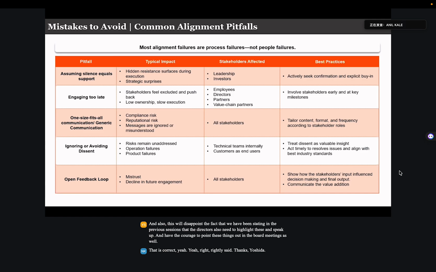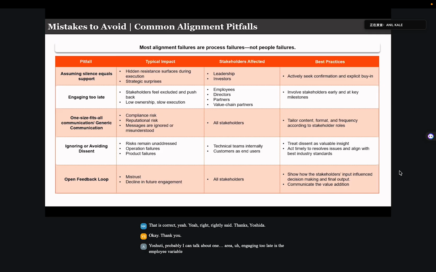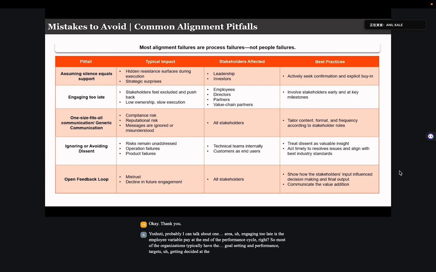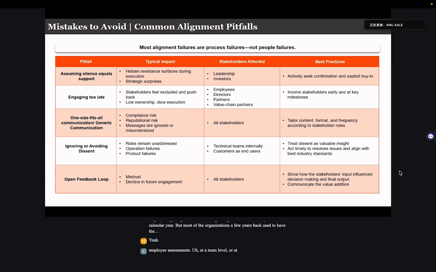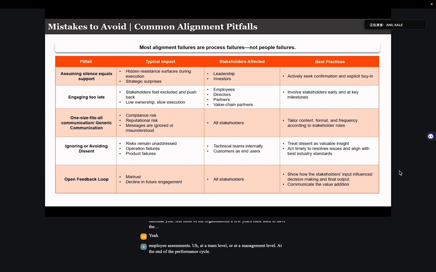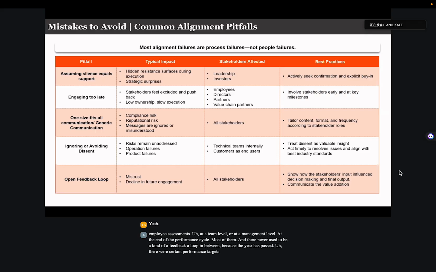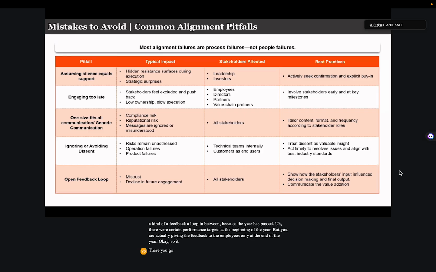Usually probably I can talk about one area of engaging too late, which is the employee variable pay at the end of the performance cycle. Most of the organizations typically have the goal setting and performance targets decided at the beginning of the financial year or the calendar year. But most of the organizations a few years back used to have the employee assessments at a team level or at a management level at the end of the performance cycle. And there never used to be a feedback loop in between because the year has passed. There were certain performance targets at the beginning of the year, but you are giving the feedback to the employees only at the end of the year. In my opinion, it was like engaging too late.